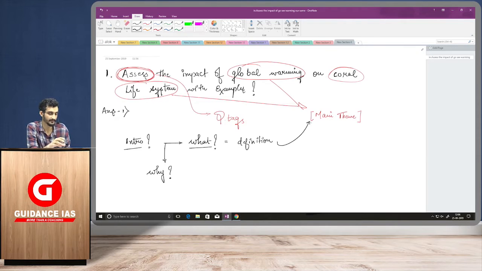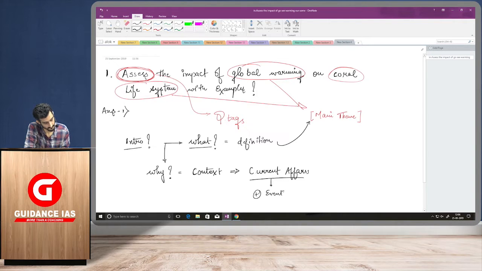Else, if it is a very generic theme, like in our case, global warming and coral life system, which we all know at a basic level, there is no need to start with what kind of introduction. It's better to start with why. And for why, we always give a context. A context can be in the form of current affairs and any important event pertaining to this main theme.